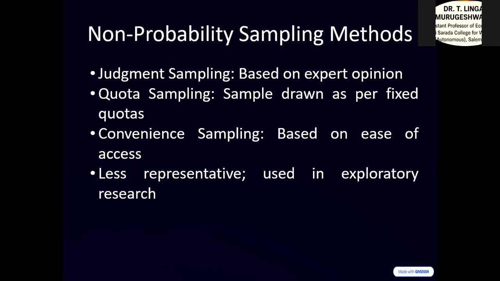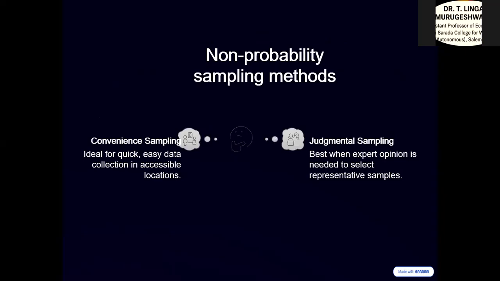Next are non-probability sampling methods. In contrast, non-probability sampling does not give all individuals a known chance of being selected. While less scientifically rigorous, it is often used in exploratory research or when probability sampling isn't feasible. Let's cover the main types. Convenience sampling involves selecting individuals who are easiest to reach, like surveying people at a shopping mall. It's fast and low cost, but the results can be heavily biased.